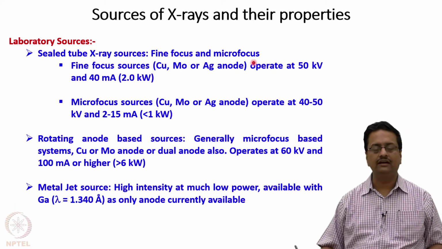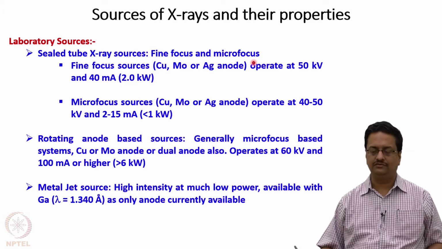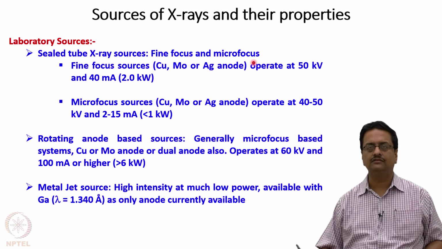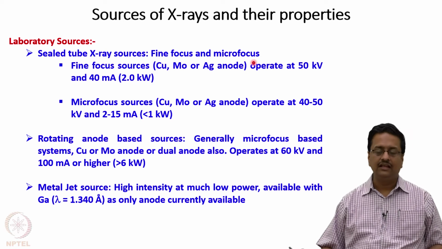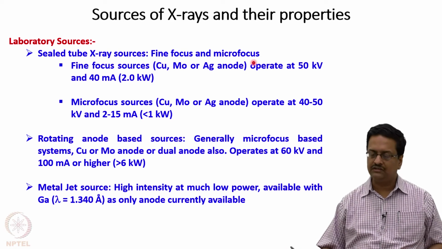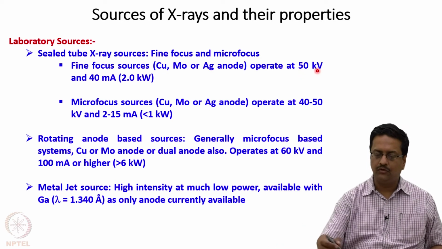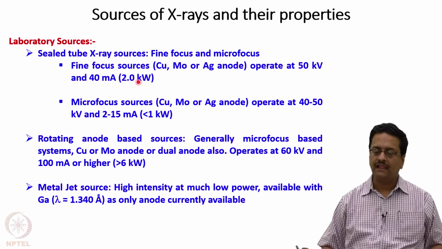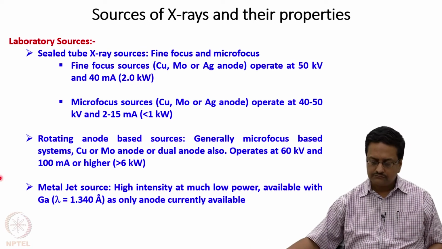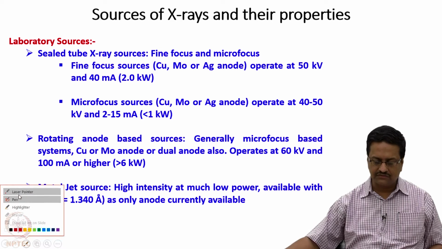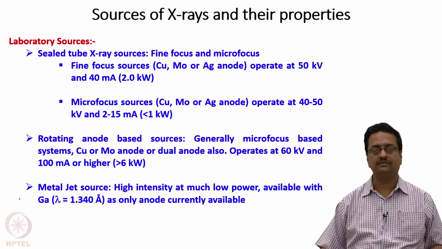In the laboratory sources, we have a variety of X-ray sources. We can use sealed tube X-ray sources, and in that also we have two options: a fine focus and a micro focus source. A fine focus source with copper, molybdenum or silver anode generally operates at around 50 kilovolt and 40 milliamps, and it gives you about 2 kilowatt of power, and that is the most common source of radiation that we use in many X-ray diffractometer laboratories.